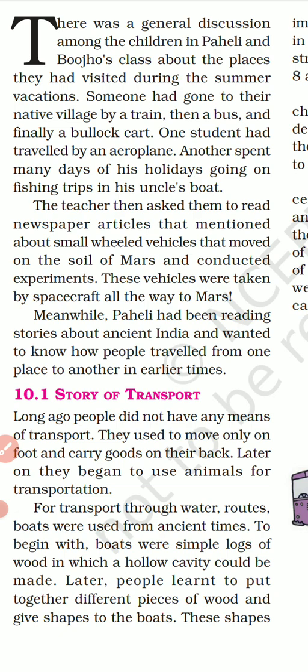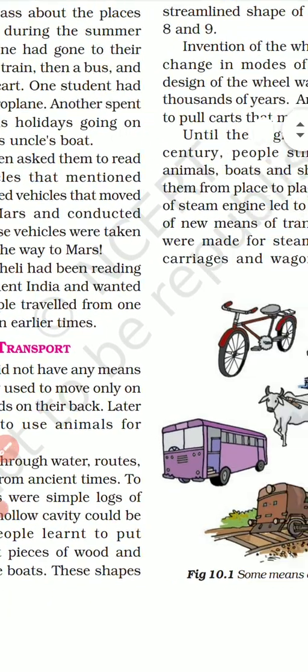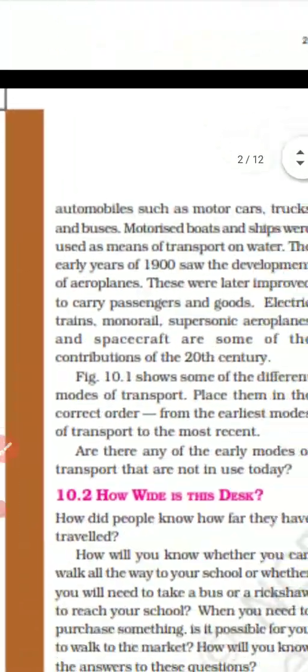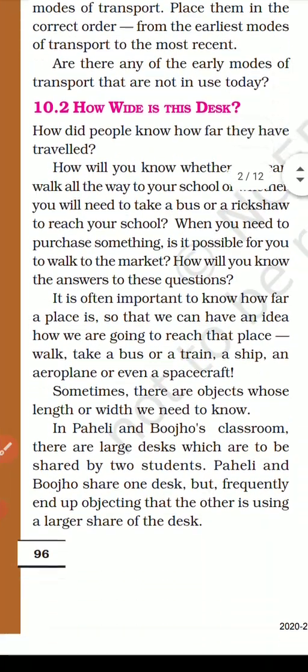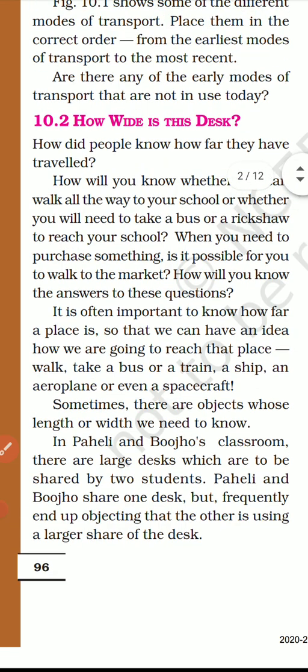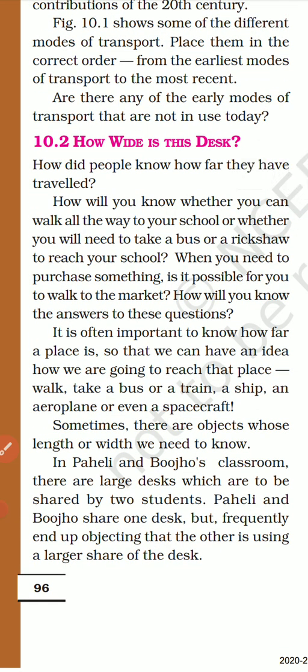Meanwhile, Paheli had been reading stories about ancient India and wanted to know how people traveled from one place to another in earlier times. So now the story of transport comes, which we all know, children, how the wheel was invented and how there are different modes of transport. So we are not going to read this. All right, we'll start directly from 10.2, how wide is the desk, because we know what the early modes of transport are.